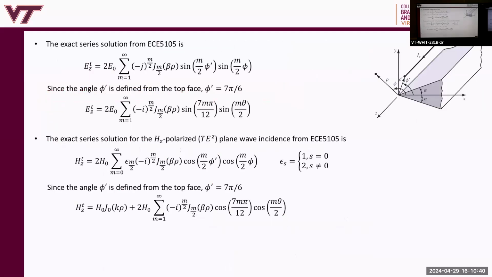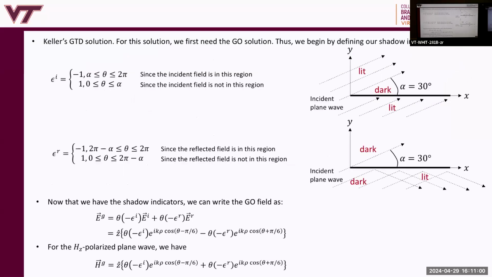All right. So here's our exact series solution from ECE 5105. You can go back to your lecture notes from last semester to understand the solution, but here's the total electric field for the particular problem under consideration. When alpha goes to 0, this wedge collapses into a half plane, right? Okay, so now we can do the GTD solution.